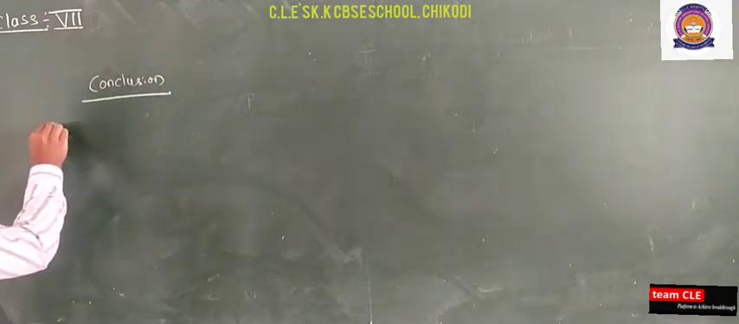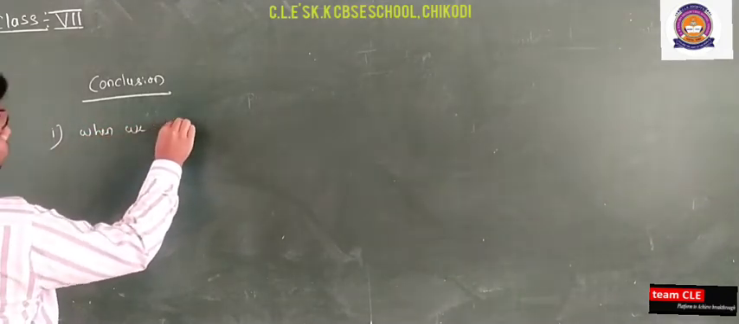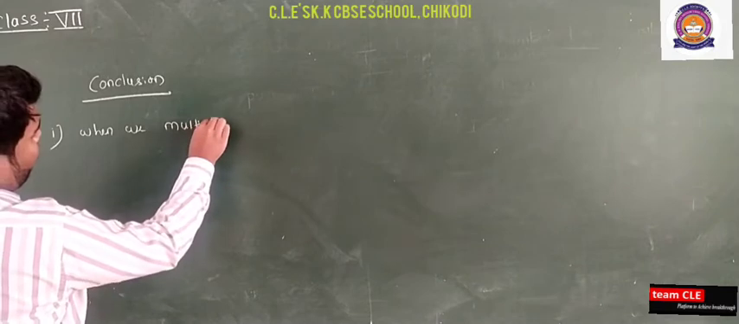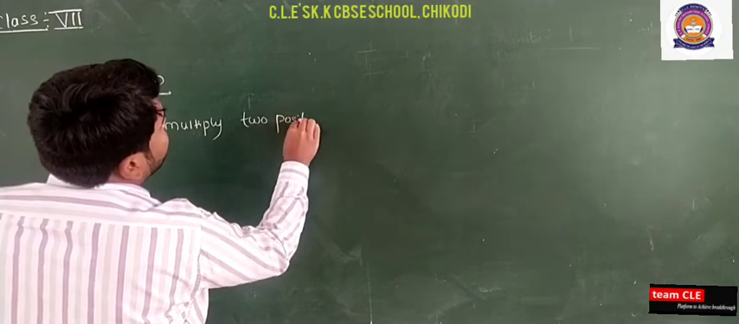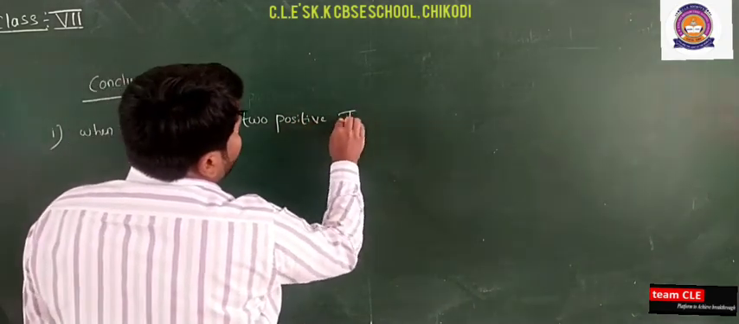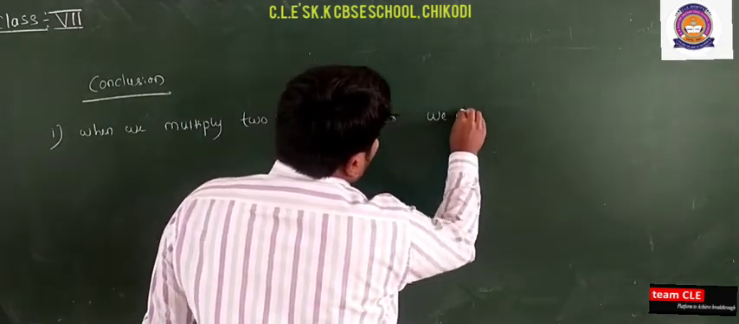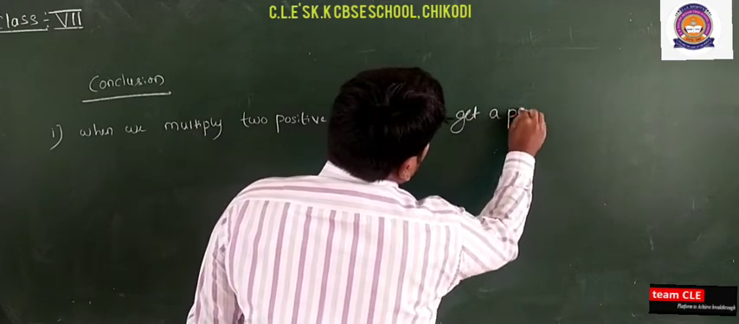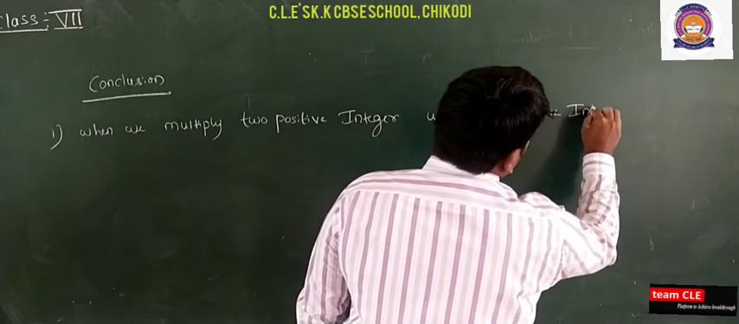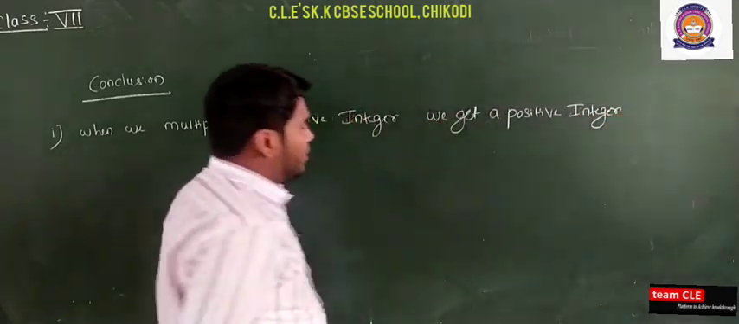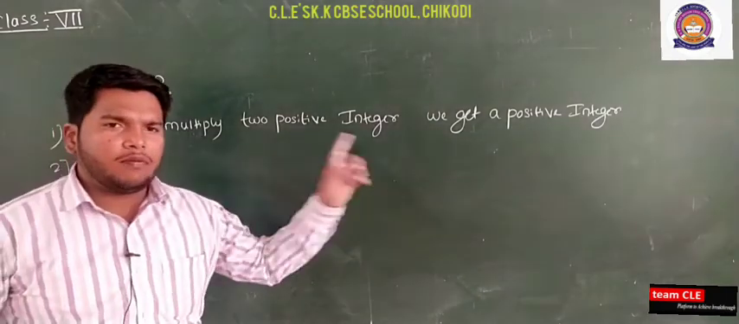In the first case, you have seen when we multiply two positive integers, we get a positive integer. Okay.